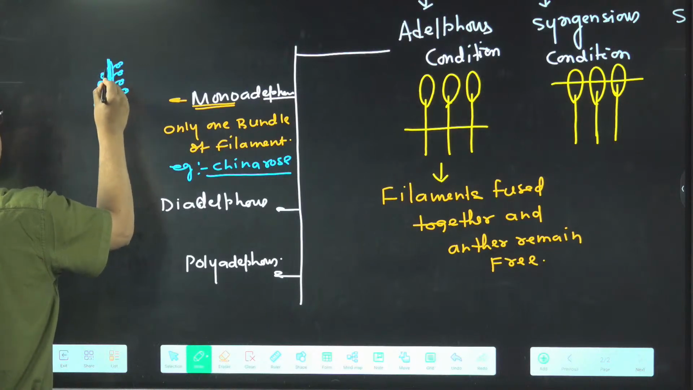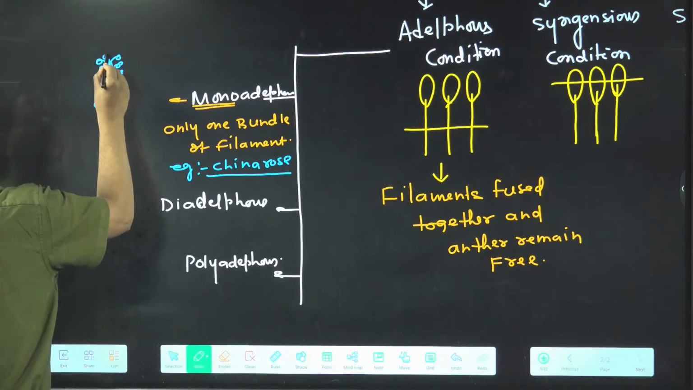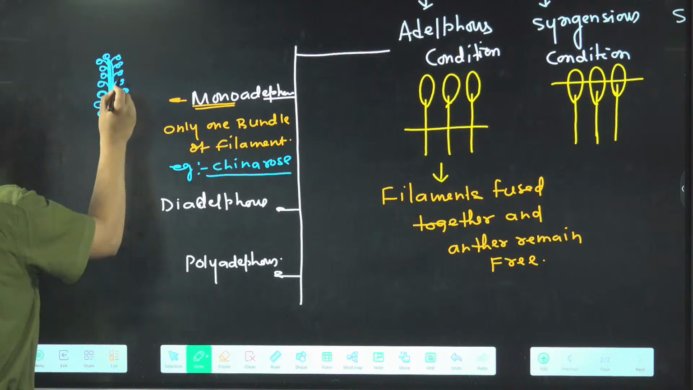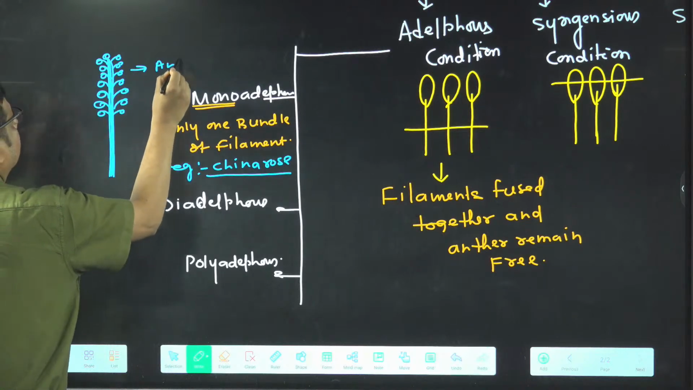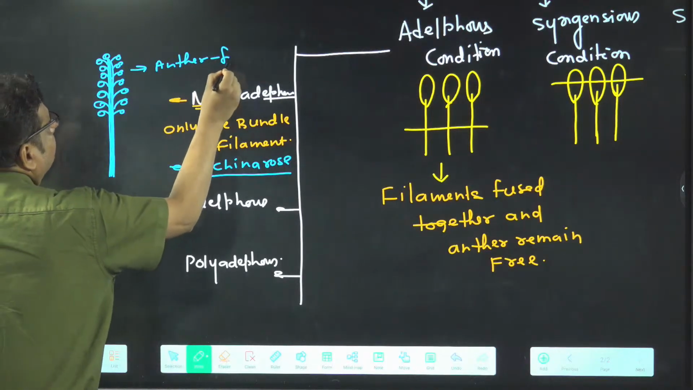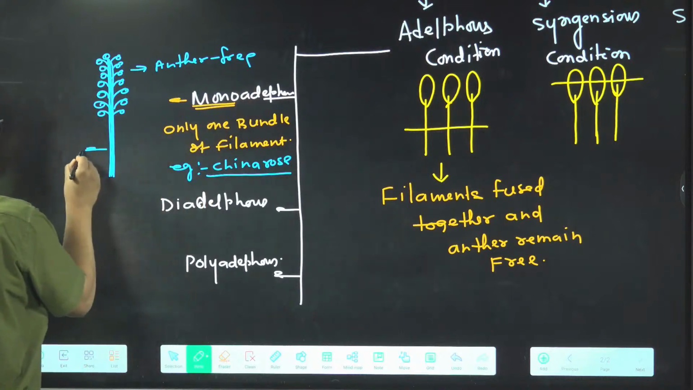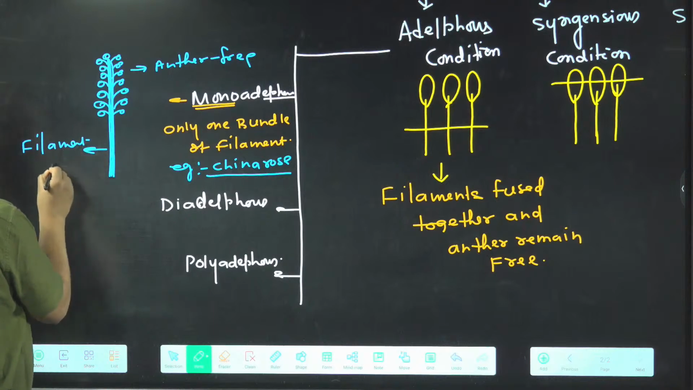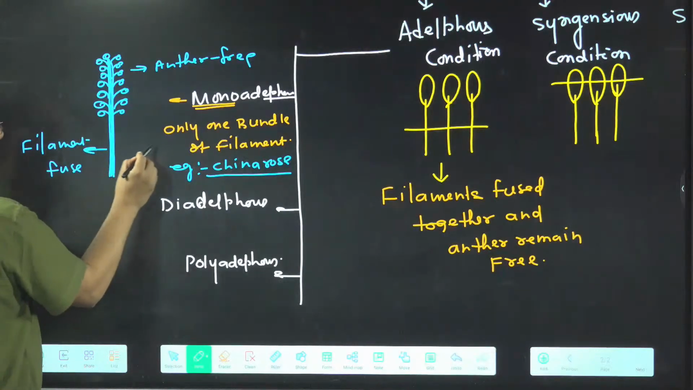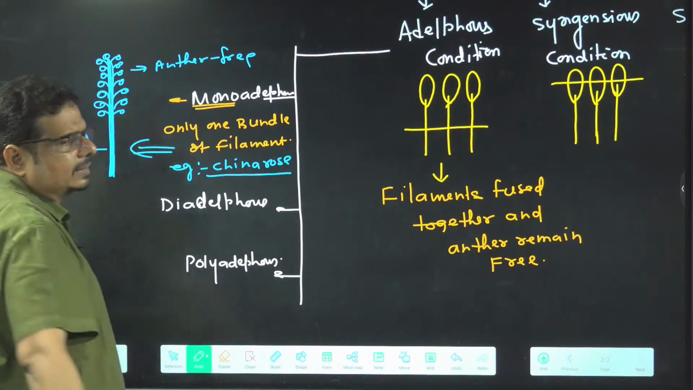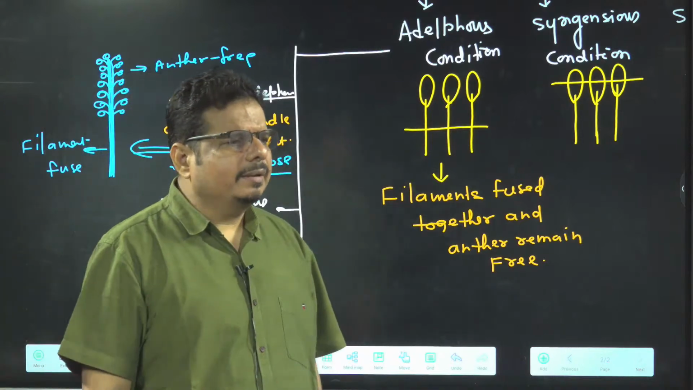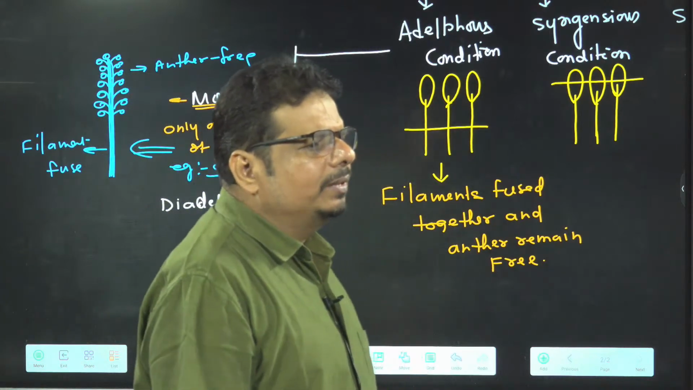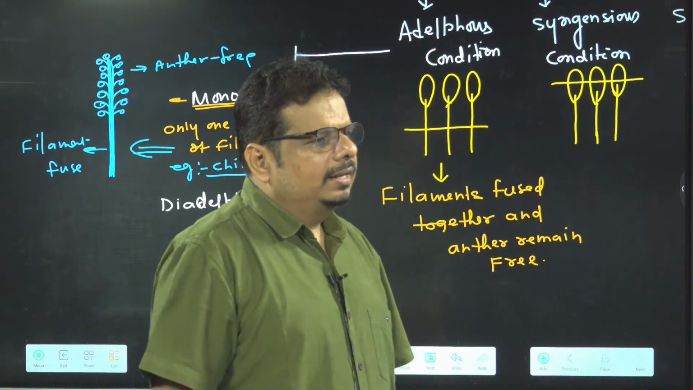So here anthers are free. Getting the idea or not? Here anthers are free, and here filaments fuse. So that particular condition is called which one? Monoadelphous condition. Such type of stamen you find in the case of which one? China rose. So is it clear?